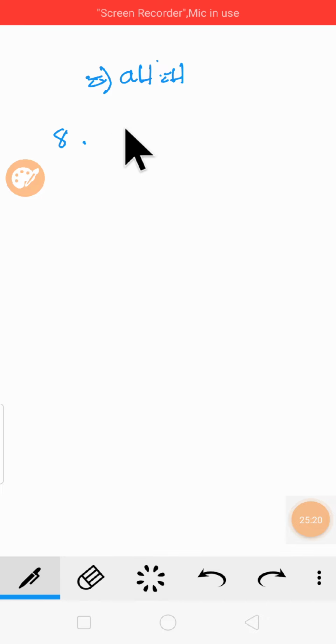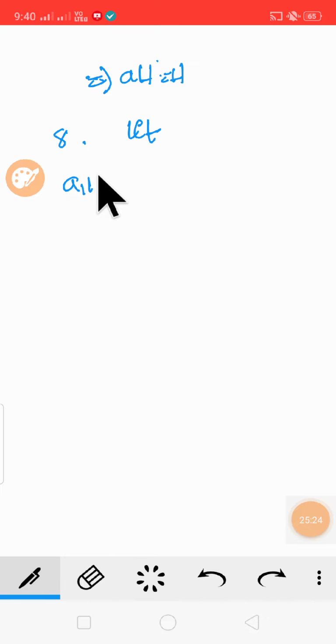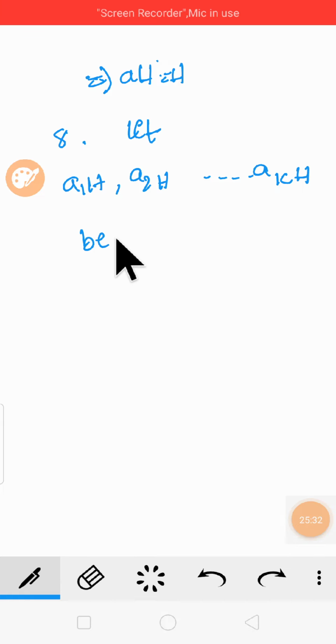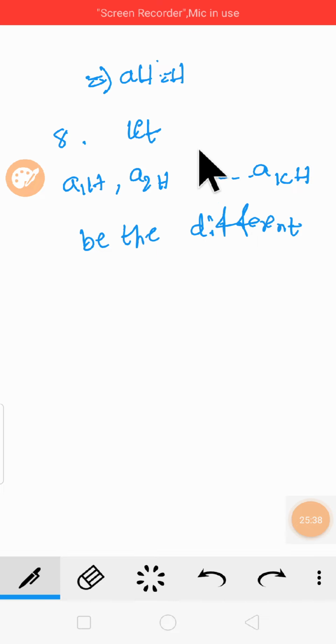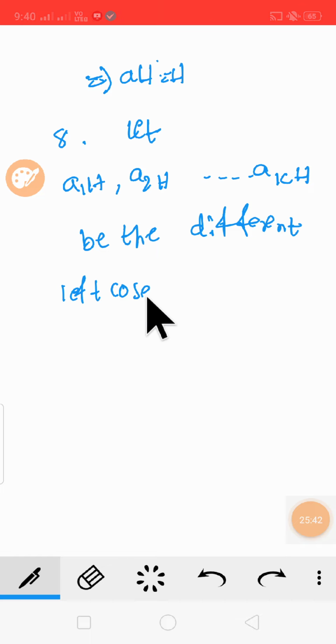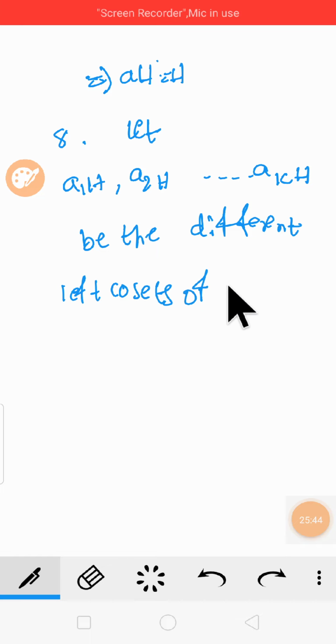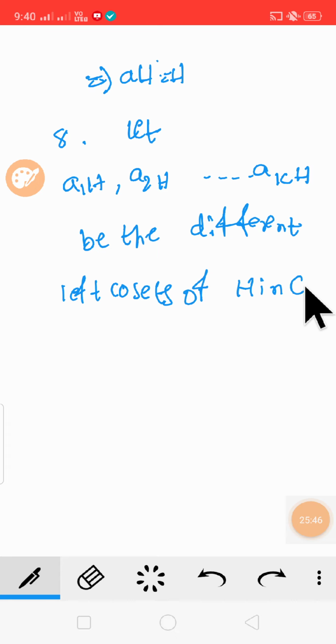Next property, let a1H, a2H, and so on, akH be the different left cosets of H in G. a belongs to G.